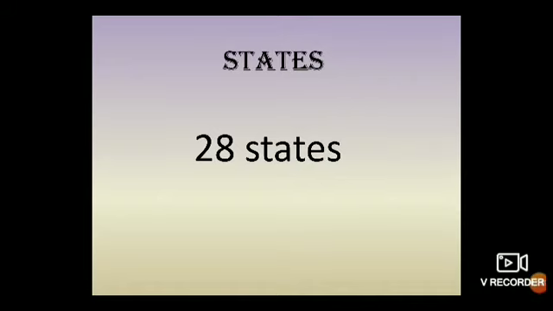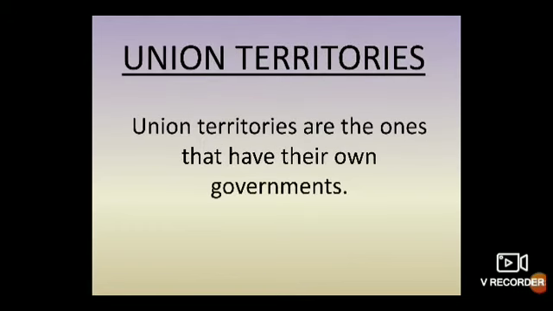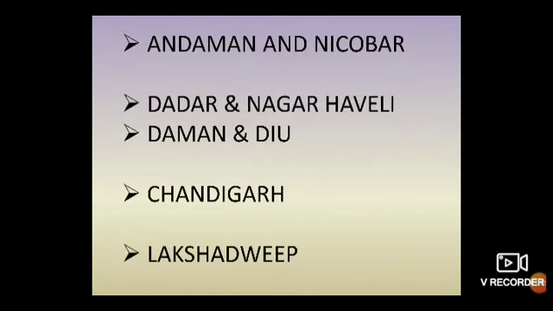Okay, what do you mean by union territories? So union territories are nothing but they have that particular state, okay? It has its own government, okay? They have their own administration. So that is known as union territories. So in India we have 9 union territories.